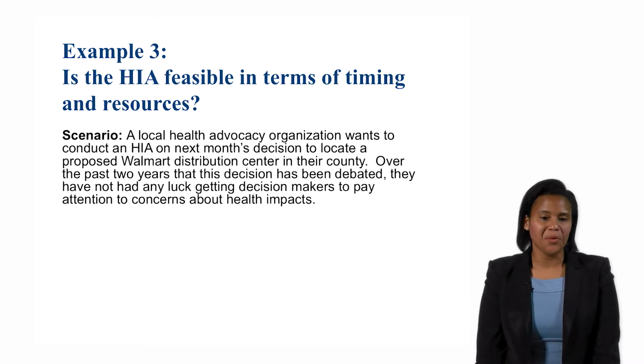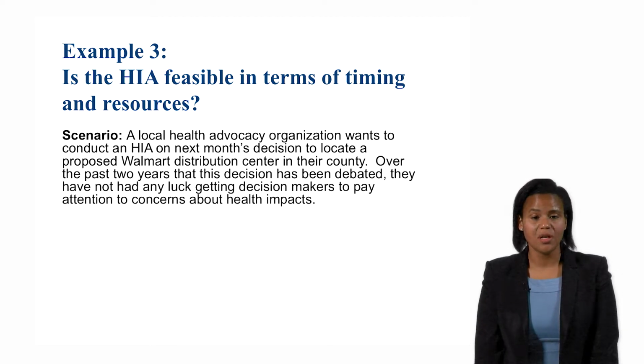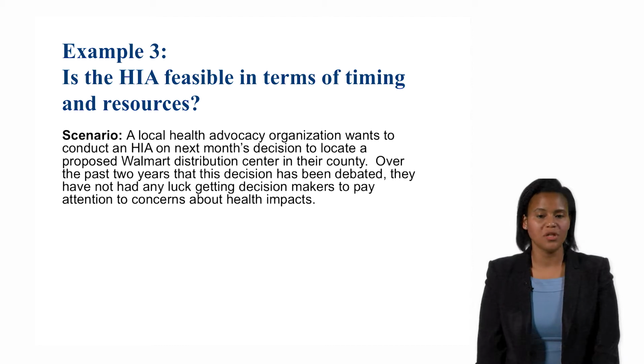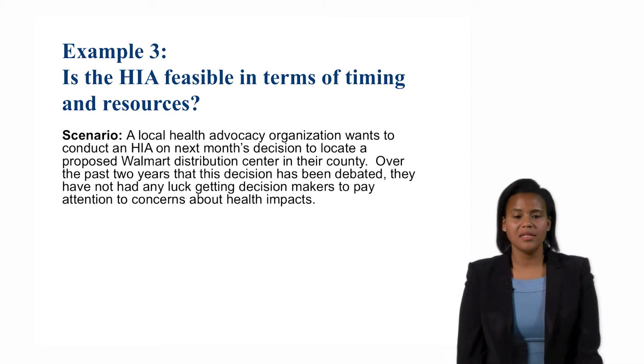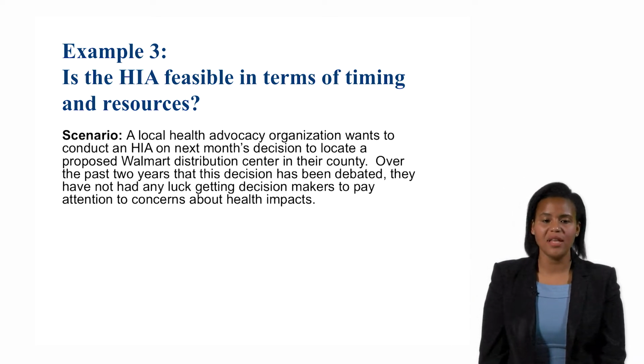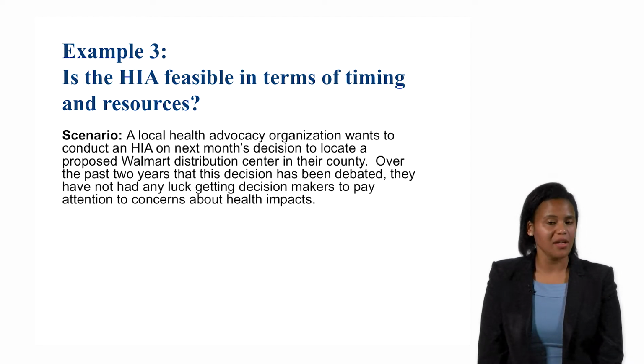And here's our third example. This is getting at the question around HIA being feasible in terms of timing and resources. So there's a local health advocacy organization, and they want to conduct an HIA on next month's decision to locate a proposed Walmart distribution center in their county. Over the past 2 years, this decision has been debated. They've not had any luck getting decision makers to pay attention to concerns about health impacts. So would you do an HIA or not here?